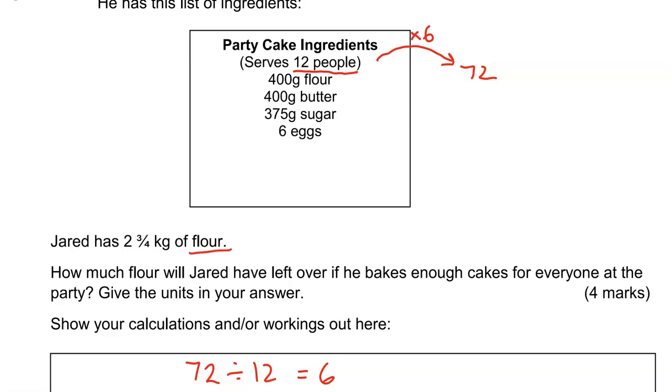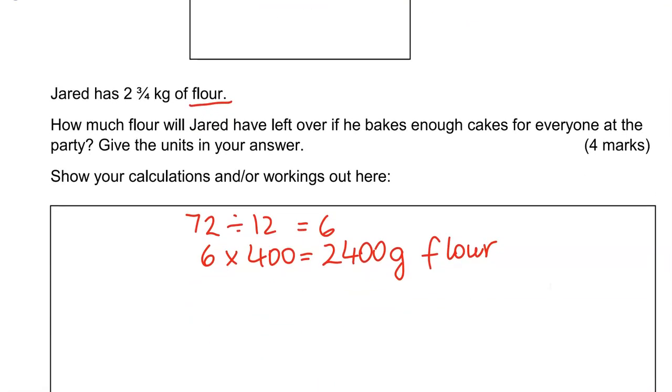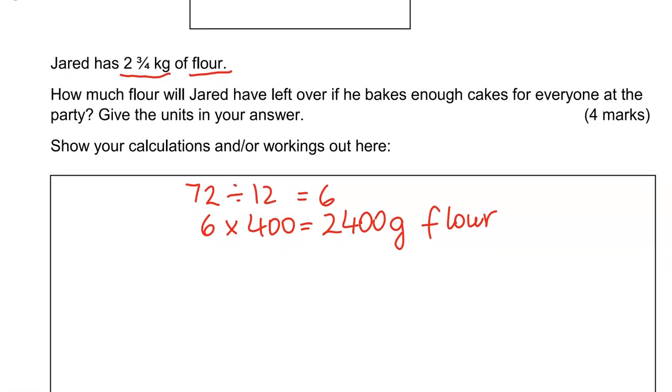We're focusing on the flour only, so that is 400 grams of flour. So we're going to need to multiply that by 6. So 6 times 400 gives us 2,400 grams. So 2,400 grams of flour are needed. How much does he have? He has 2 3/4 kilograms.